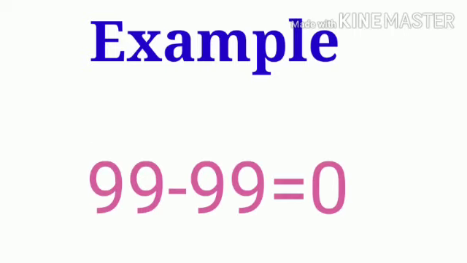Now take one more example. If we subtract 99 from 99, what will we get? Tell me. 9 minus 9, 0. Again 9 minus 9, 0. Here the difference is 0. So we come to know that if we subtract a number from the same number, the answer is 0.